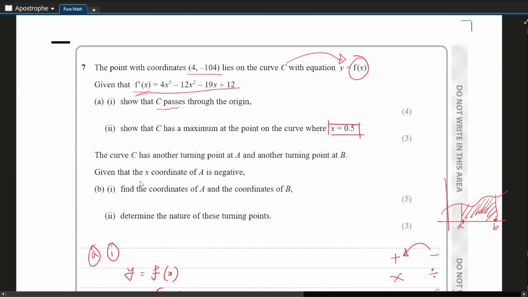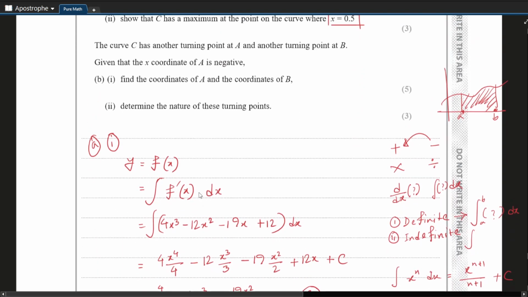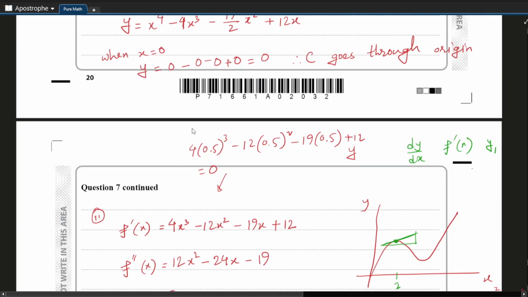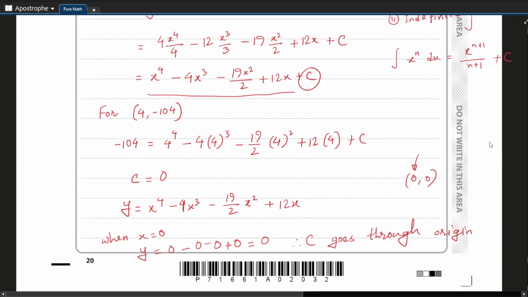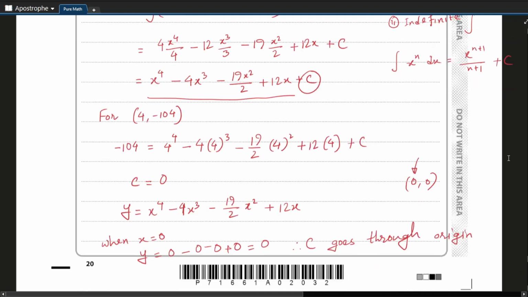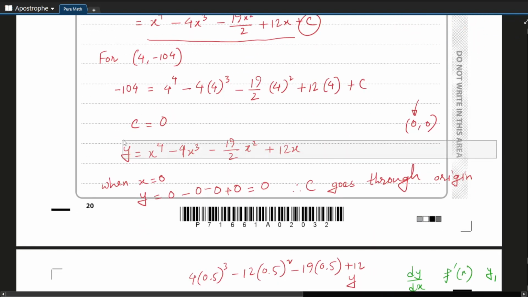Why? Because the question says the x coordinate of a is negative. Now in here it didn't say find the x coordinate, it says find the coordinates of a. That means we have to find the x coordinate and y coordinate. To find the y coordinate, we need this equation right here, this one.